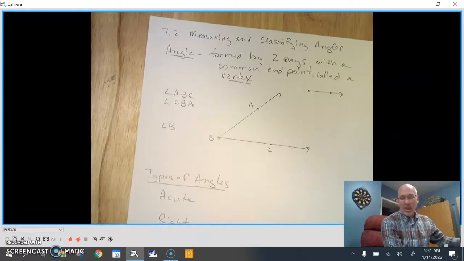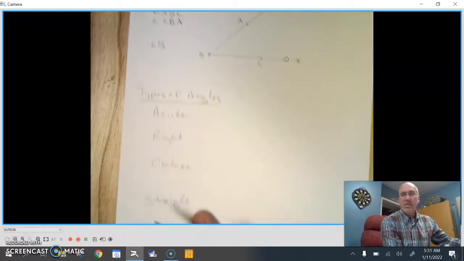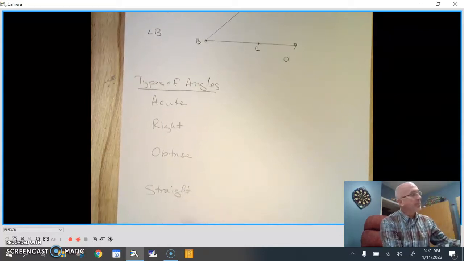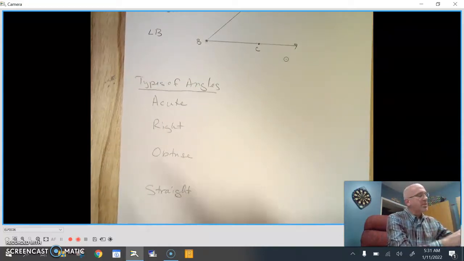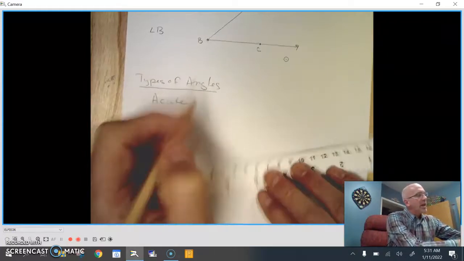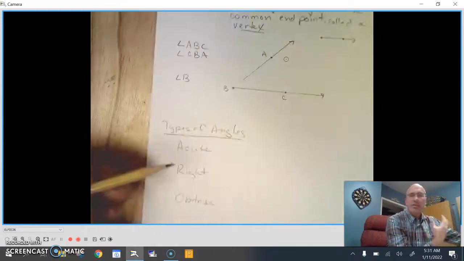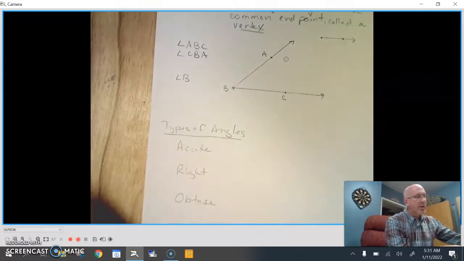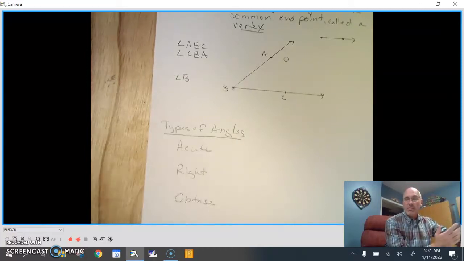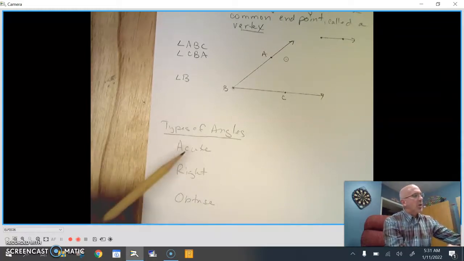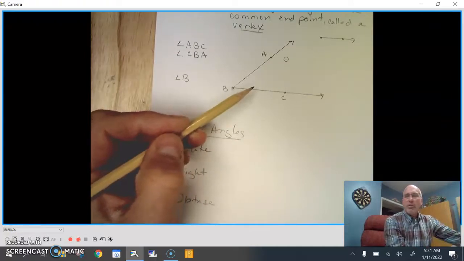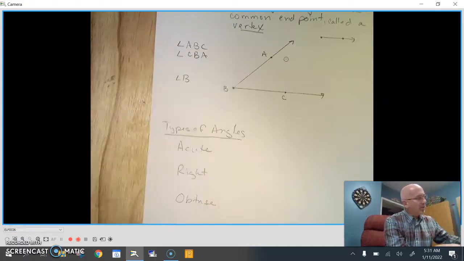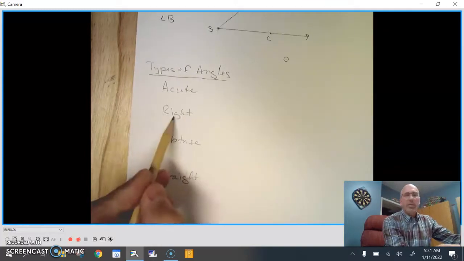All right, so we have 4 types of angles for now. And you may have heard of some of these. So one is an acute angle. Each of these has to deal with their measure. An angle can have anywhere from 0 to 270 degrees. Okay? We're not going to get some of those really big ones quite yet. And we'll get into how to measure angles in a bit. Let's start with the right angle.